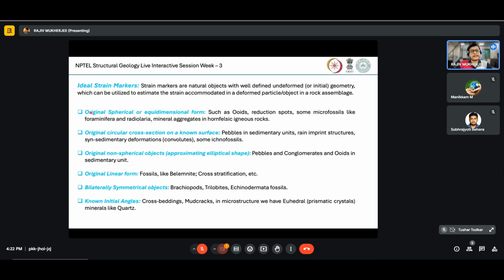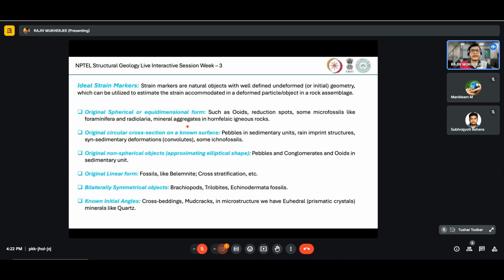So there are 6 classical shapes or classical types of strain markers, which are called the ideal strain markers. So what are those ideal strain markers? First is the original spherical or equidimensional forms, for example such as ooids, right? Reduction spots, some microfossils like foraminifera and radiolaria, mineral aggregates in hornfels igneous rocks. So these kind of things, they are either spherical in their original form or they are equidimensional.